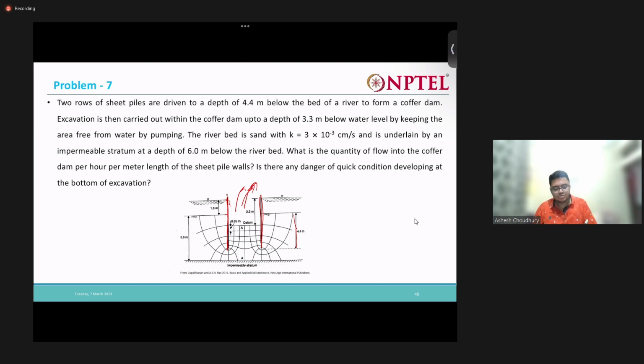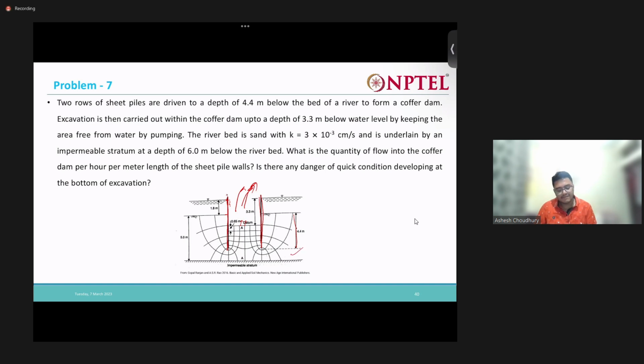What happens is that we need to artificially pump this water out. Water always has the tendency to flow, right? So what we need to do is calculate how much water is seeping into the dry coffer dam portion. Actually we need to calculate this finally. It is given that excavation is carried out up to 3.5 meter by keeping the area free from water by pumping. The river bed is sand.